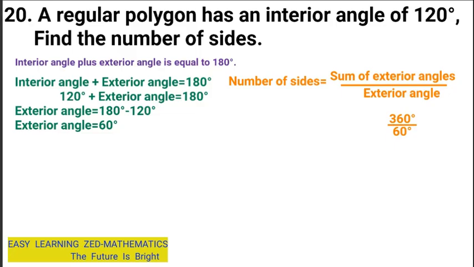Now this 6 is the number of sides, so 6 sides. So this regular polygon in question has 6 sides. So this is the answer examiners were expecting from you. If you have got questions, you can ask in the comment section. Otherwise, let's go to question 21.